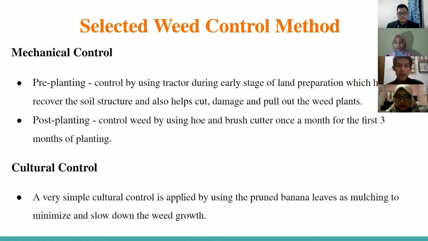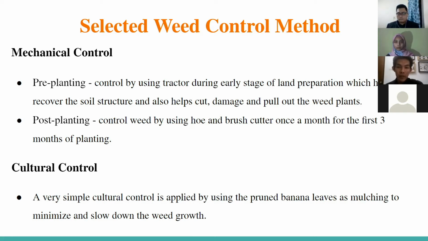And during the post-planting stage, the weed control uses the hook and the brush cutter, applied manually once a month for the first 3 months of planting. For the early stage of planting, the mechanical control method still carries on because it can help reduce the impact of the herbicide residue or the damage to the seedling at this early stage, and also help reduce the cost of herbicide production.